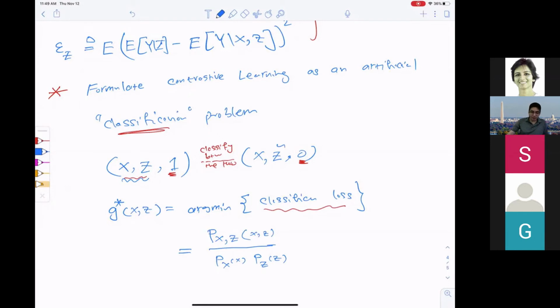Let me pause and see if there are questions. How are you combining X and Z to predict Y? I'm just going to have a classifier that inputs both X and Z, right? Concatenate them. And Y would be my label, if they're similar or different. Any other questions?